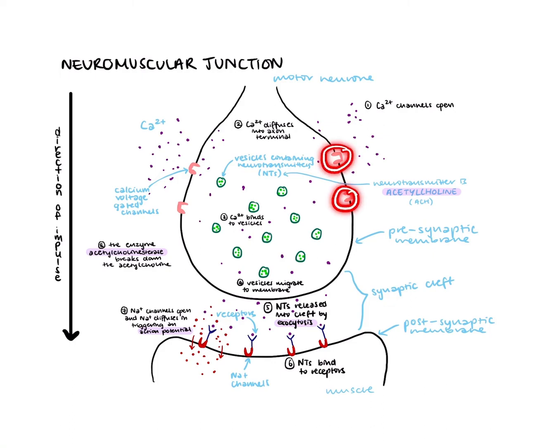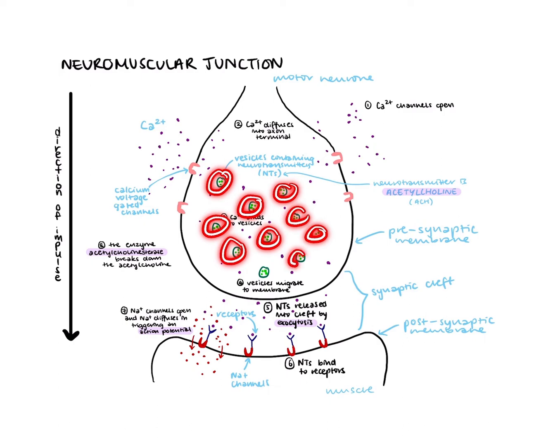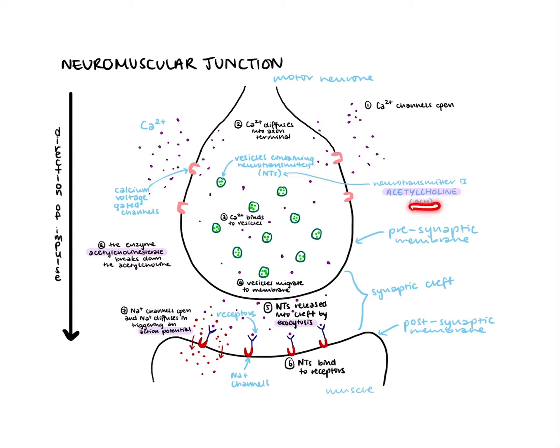So learn about that before you learn about this. As you can see in the diagram, these pink things are the calcium voltage-gated channels. These channels open, and due to a concentration gradient, calcium will move in. The calcium ion, Ca2+, diffuses into the axon terminal, which is step 2. The calcium ions will then bind to vesicles located inside the axon terminal. These are the vesicles, the green things, and they contain a neurotransmitter. In this example, it is acetylcholine, also known as ACH, the little green dots inside each vesicle.